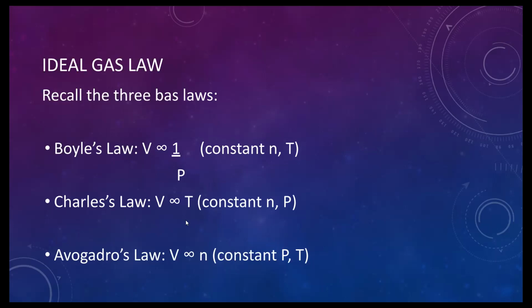Avogadro is talking about volume being directly proportional to mole. Remember the mole concept by Avogadro? Avogadro is more concerned with the moles. We have a constant amount of mole, even though these elements are changing, it still has a constant mole. We call that constant mole Avogadro's number. We have constant pressure and constant temperature.